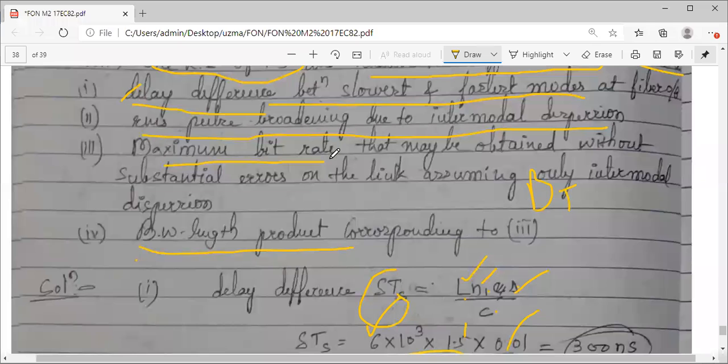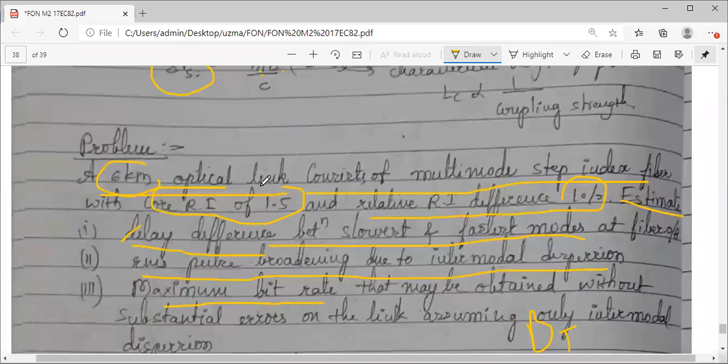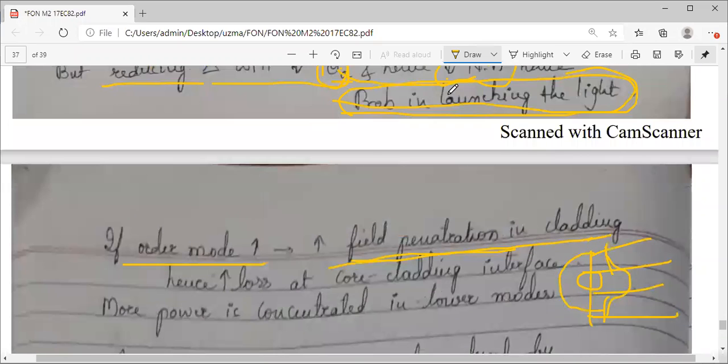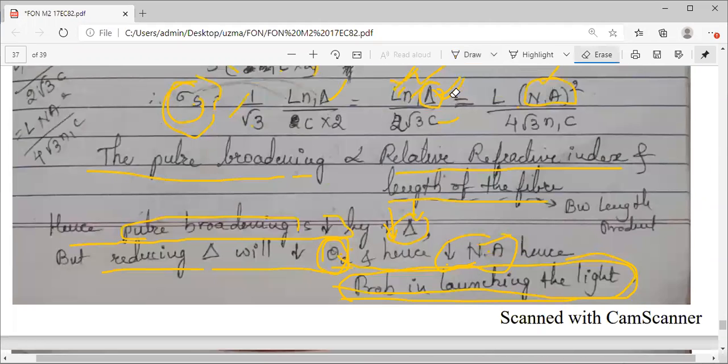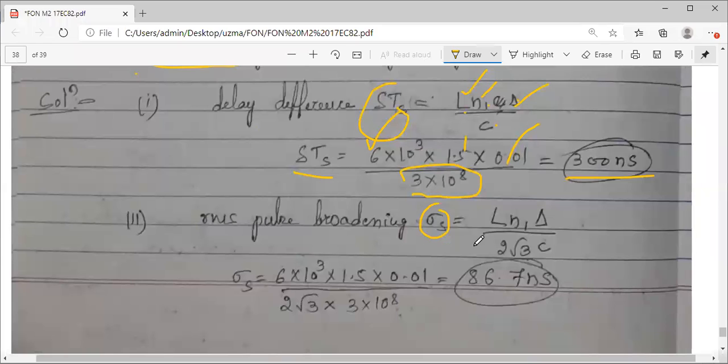Second, the RMS pulse broadening, sigma S. In the previous slide it is there; yes, we have calculated it. The equation is L N1 delta divided by 2 root 3 C. This is the formula. Length, N1 and delta are given to you directly, divided by 2 root 3 into C. So the RMS pulse broadening is 86.7 nanoseconds.